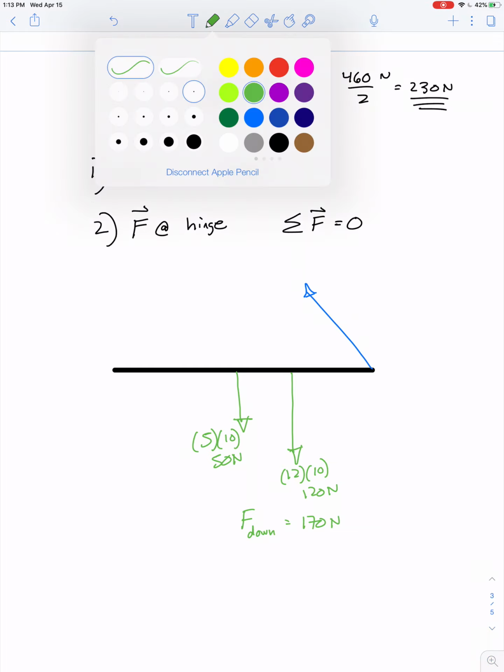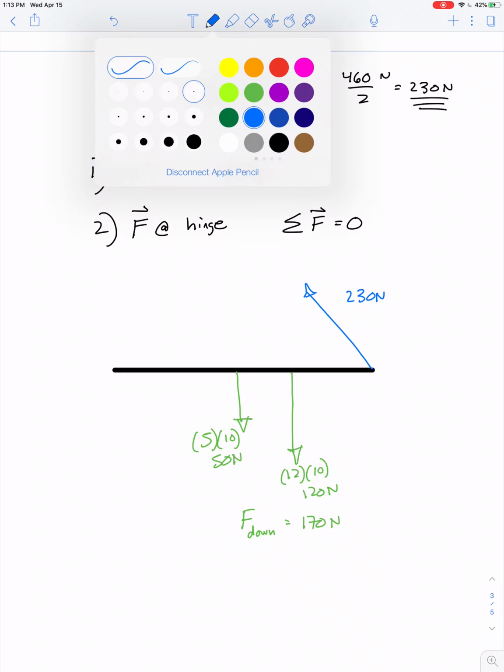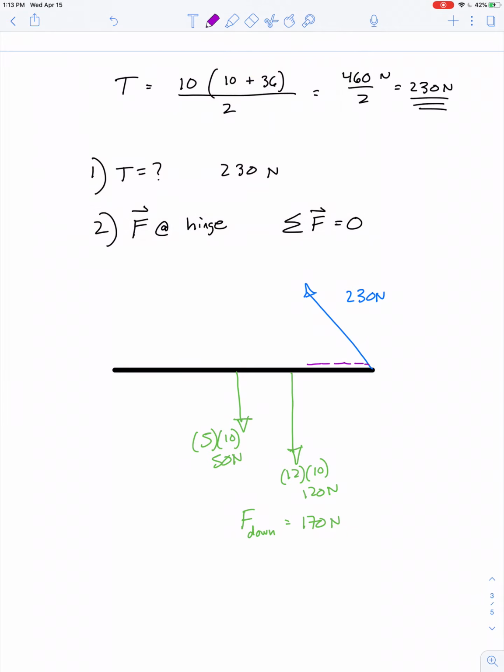This tension we solved for, and we found it's 230 newtons. Well, that tension should be broken into components. So it has a component to the left, and it has a component pointing up. So this would be T times sine of 30 degrees, and this would be T cosine 30 degrees. Well, T sine 30 is the same thing as 1/2 of T, which would give us 115 newtons. So now wait a minute. There's 115 newtons of upward force, but there's 170 newtons of downward force.